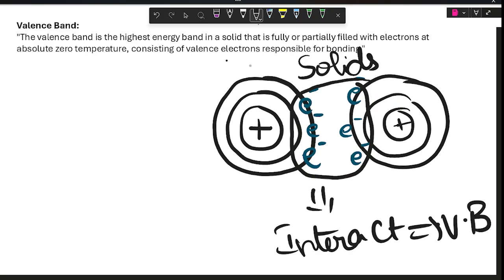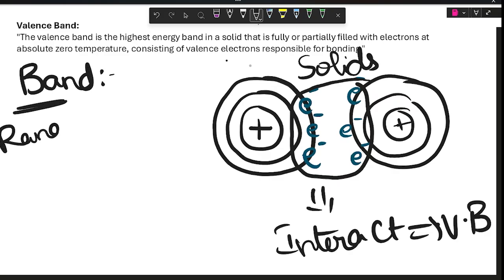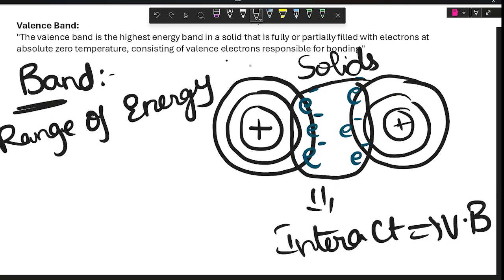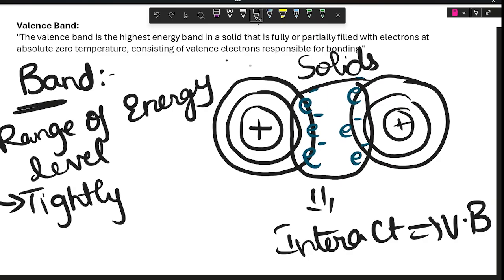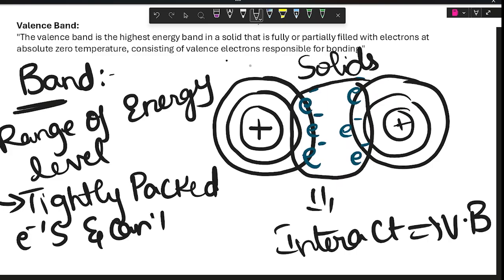Okay, this is all nice, but what does this term band even mean? Band means a range of energy levels. We can say whatever electrons are present in the valence band are of the same energy. The electrons which are present in the valence band are very tightly packed and they can't move freely.